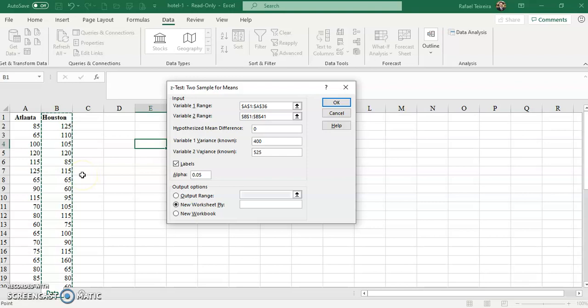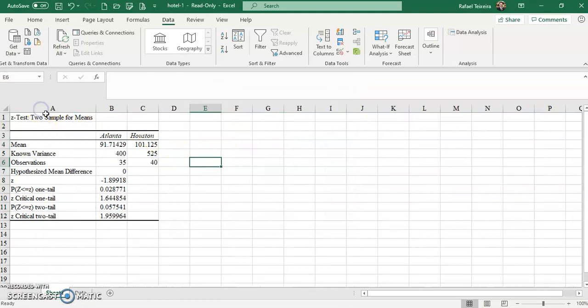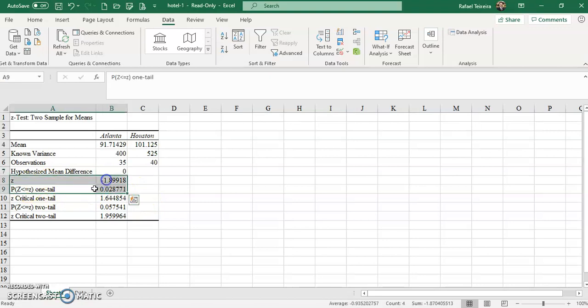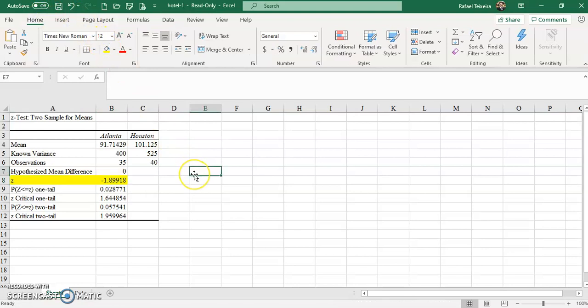The hypothesized mean difference is always 0. The variance, I took note, is 400. The variance for Houston is 525. I check labels, alpha is 0.05. I click OK. I have the answer here. These are the means, the variance, the number of observations, the hypothesized difference. So I have a one-tail answer. This is all one tail, and this is two tail. So this is my z-score. Let me highlight that.